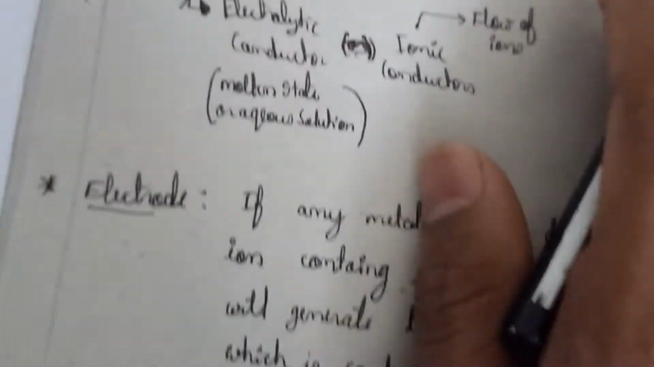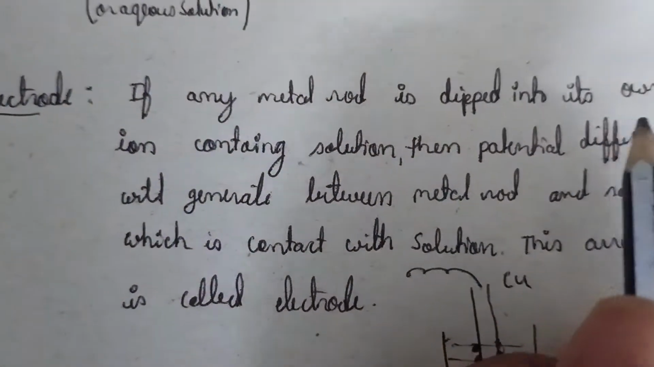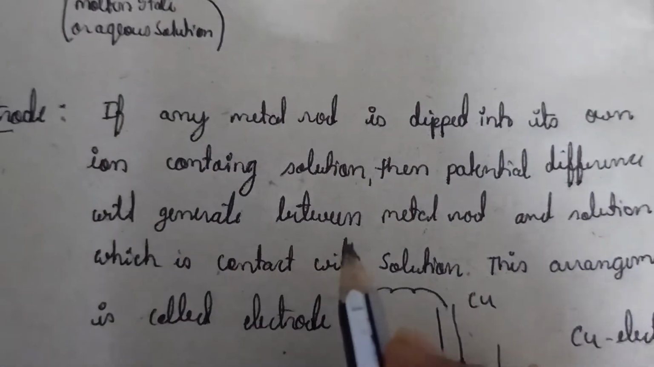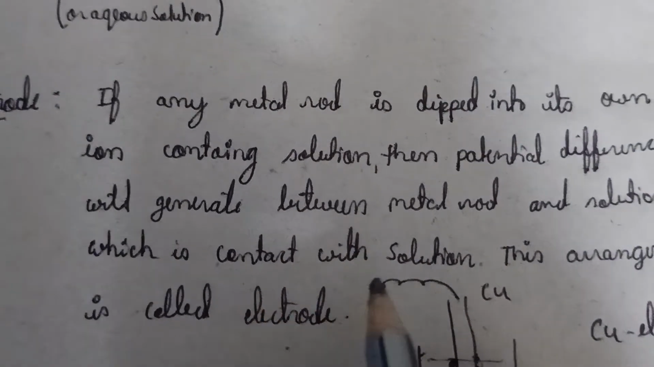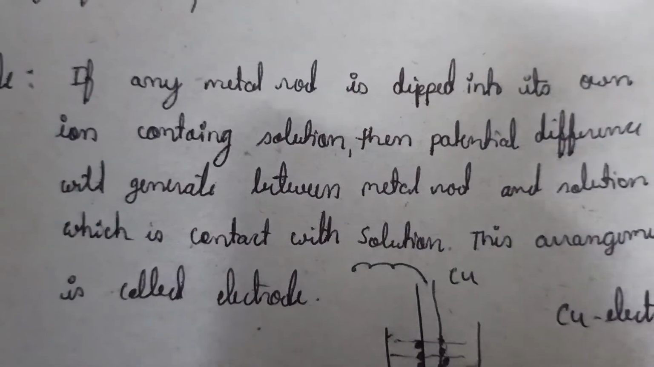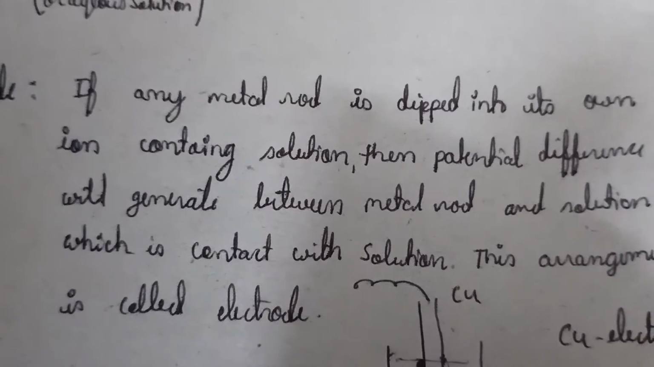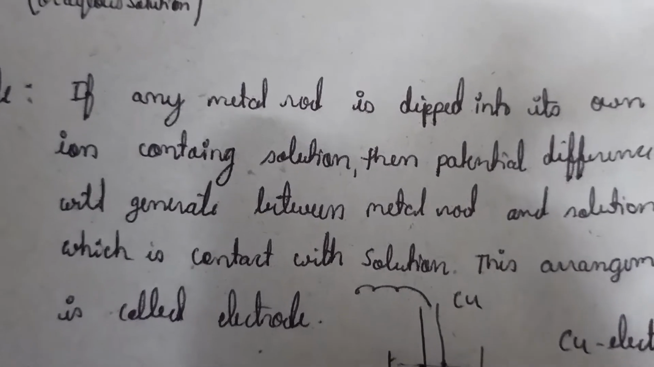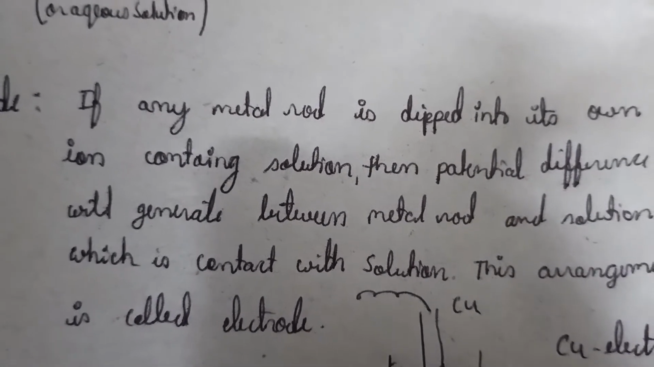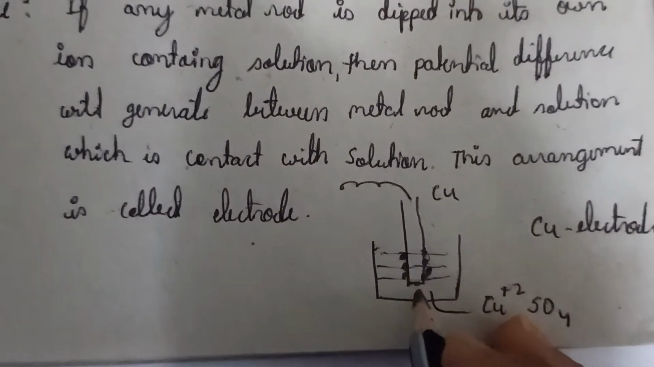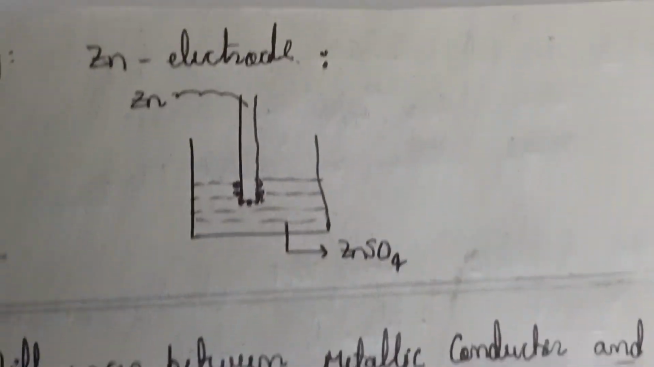And here, what is an electrode? If any metal rod is dipped into its own ion containing solution, then a potential difference will be generated between the metal rod and the solution which is in contact with it. This arrangement is called an electrode. Suppose I have taken an aqueous solution of Cu2+ SO4, and this is a Cu metal rod. Then a potential difference is generated on the part of the rod which is in contact with the solution, and this type of arrangement is called an electrode, here the Cu electrode. Similarly, the zinc electrode.